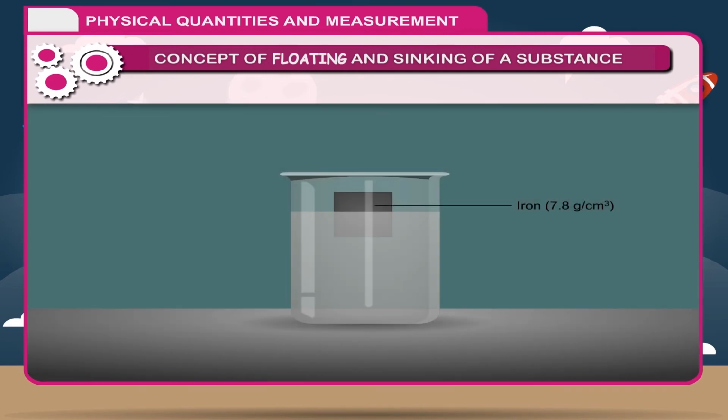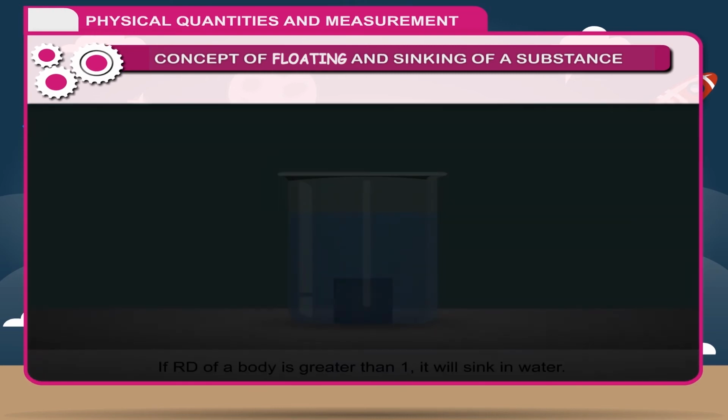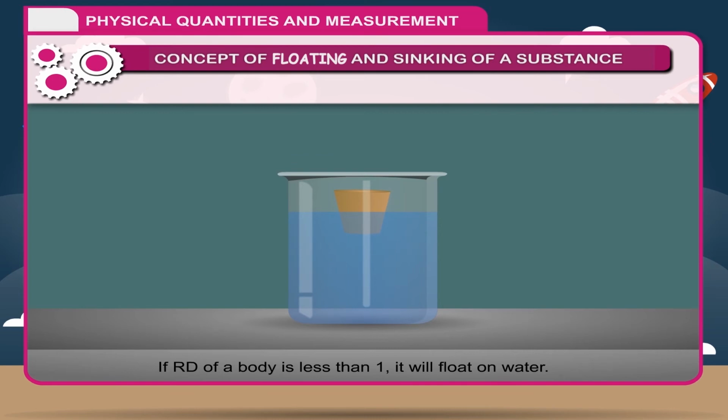But the density of mercury is 13.6 gram per centimeter cube. If iron is put in mercury, it will float on mercury because iron is lighter than mercury. Also, we can say that 1. If relative density of a body is greater than 1, it will sink in water. 2. If relative density of a body is less than 1, it will float on water.